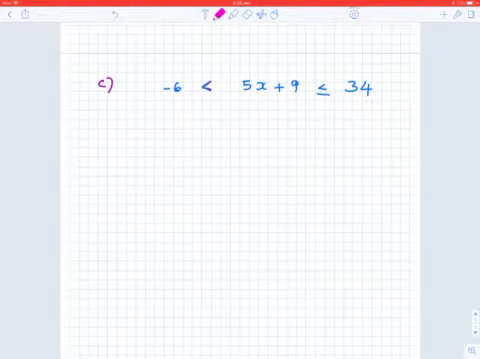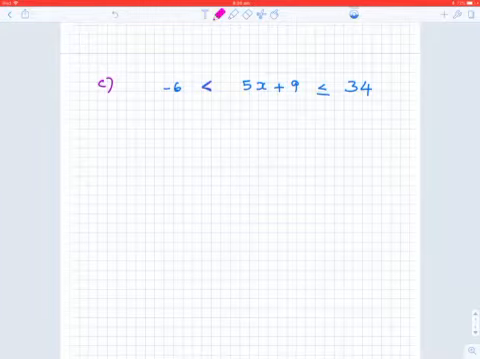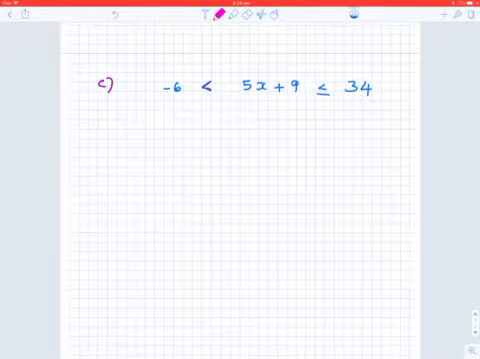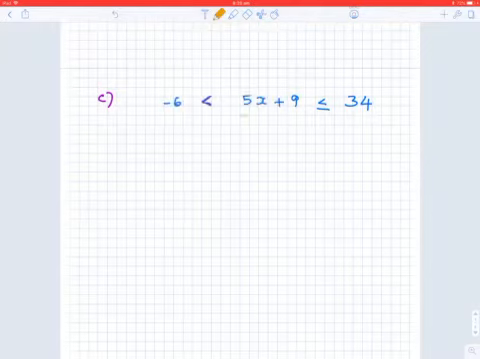Okay, now we do one more question. This time the question has inequalities on both sides, so we have to remember that you keep only the one x component in the middle. So the question is minus 6 less than 5x plus 9 less than or equal to 34.